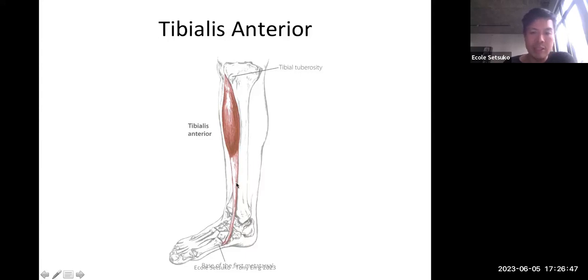base right underneath. So this one will do more dorsiflexion, pointing our toes towards us. Okay. It also will do an inversion, bringing the bottom of the foot inwards. So bringing this tendon closer to the origin right here.